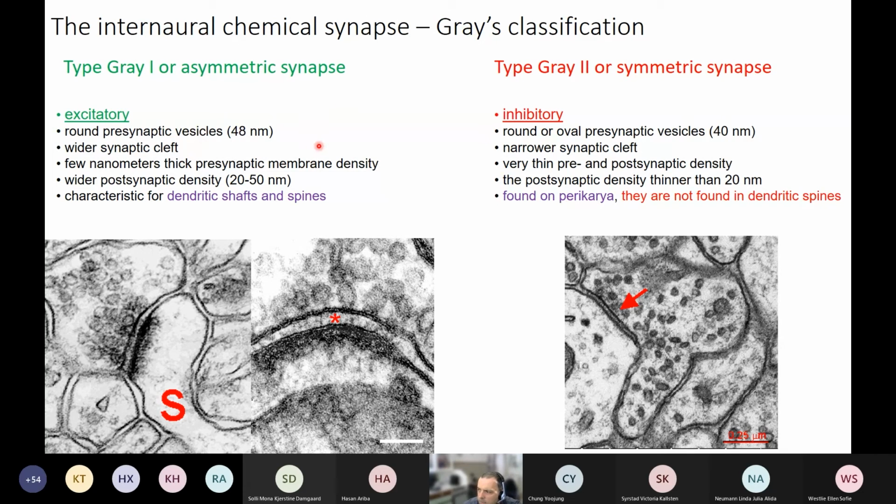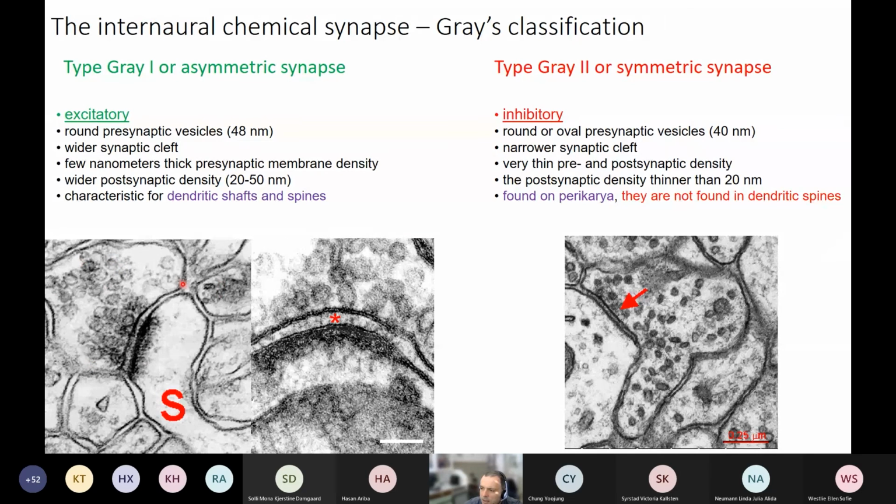So let's have a look. I indicated the most important point here, that asymmetric synapses are excitatory. So they stimulate the postsynaptic cell. In the type 2 symmetric synapse, the Gray 2 synapse, an inhibitory function takes place. So the postsynaptic membrane will be inhibited, will hyperpolarize, as you will see in a later slide of mine. Here some statements are listed which allow you a comparison between the two types of synapses.